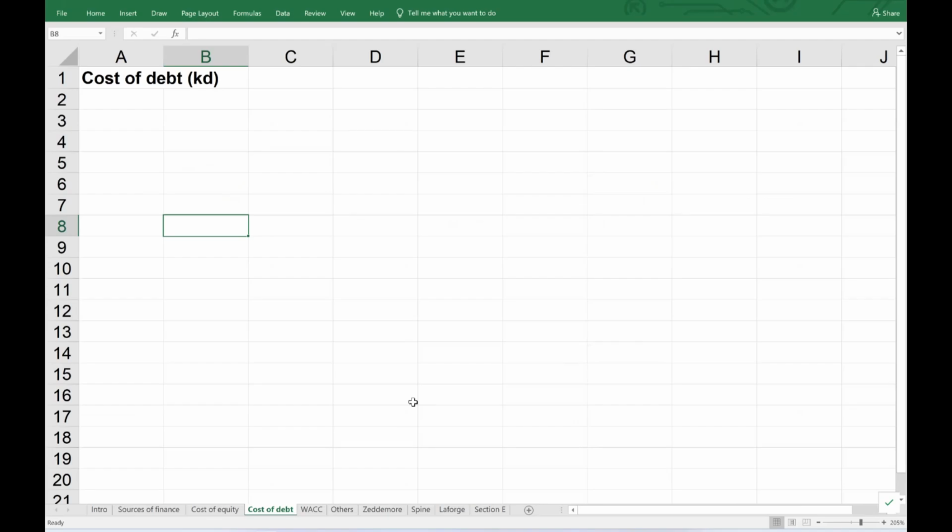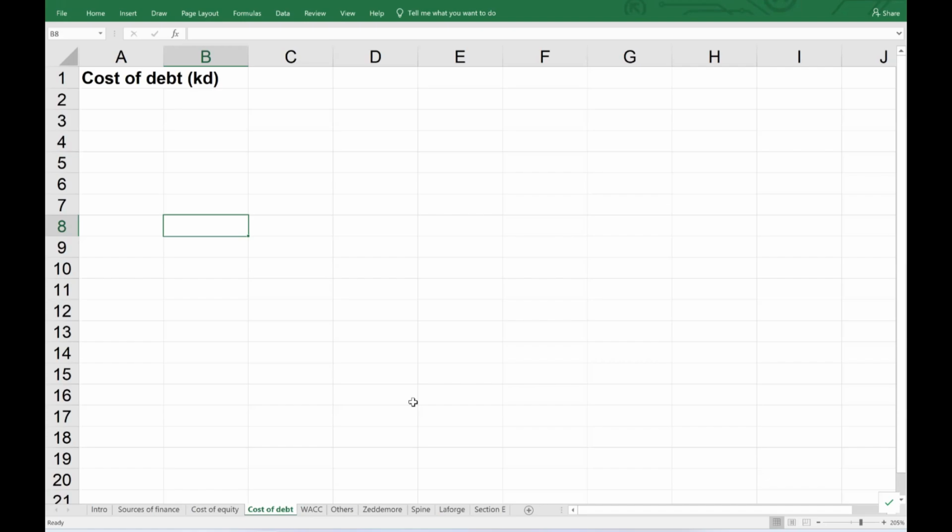So in the last session, we completed the cost of equity. We learned how to find the cost of equity using the two methods: the dividend valuation model and the capital asset pricing model. So we have these two methods, right, that we mainly use to find the cost of equity.